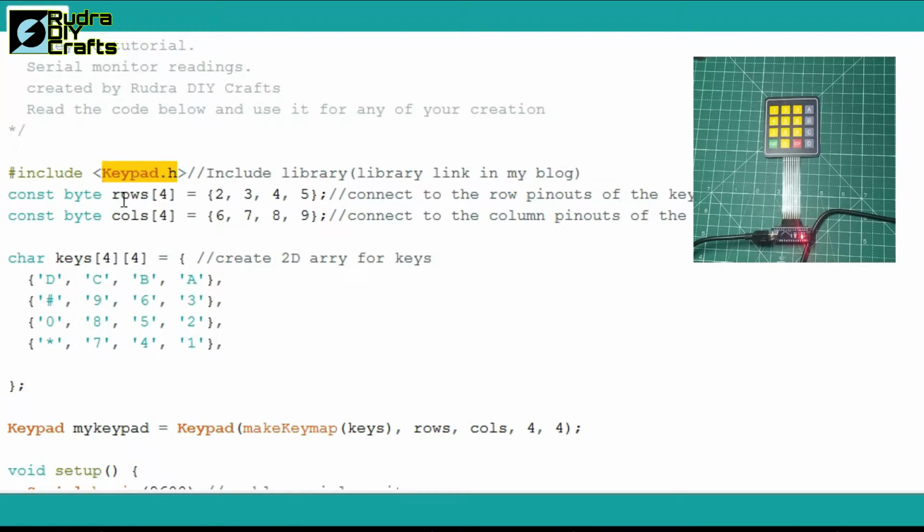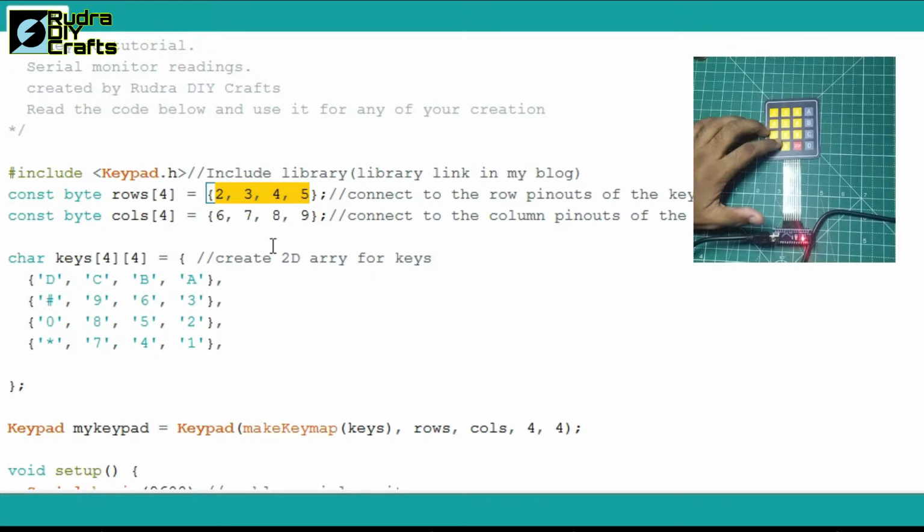After that, there is constant byte rows and constant byte columns. So we have a 4x4 matrix keyboard, so it is 4 rows and 4 columns, and these are the pins that we have connected. So 2, 3, 4, 5 pins are connected to the rows of this keypad, and 6, 7, 8, 9 are connected to the columns of the keypad.